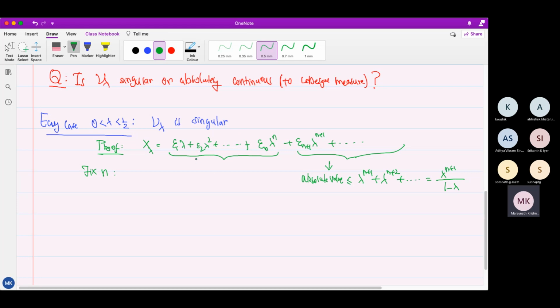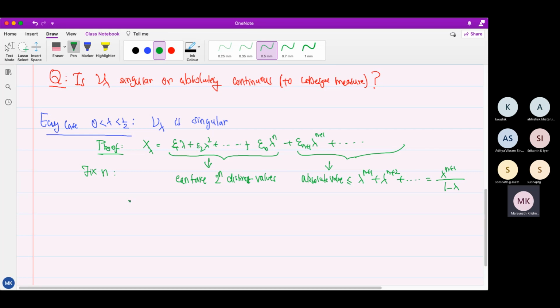What kind of random variable is the other part? Any guess? This is a discrete random variable, because each epsilon i has two possible values. So this can take 2 to the n distinct values. They are actually distinct, but if you want, think at most 2 to the n. That's okay. It can take 2 to the n distinct values because each epsilon i is plus or minus 1, and all of them give rise to a different value. So what you see is that x lambda is one of these 2 to the n distinct values plus a number which has absolute value at most this.